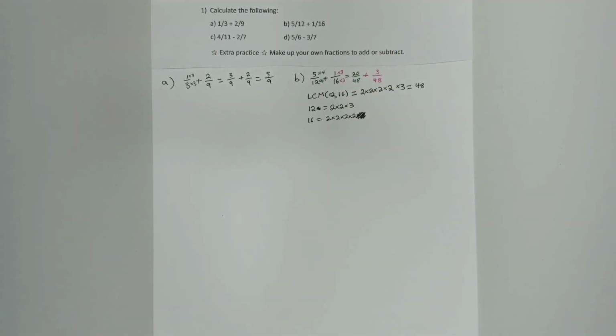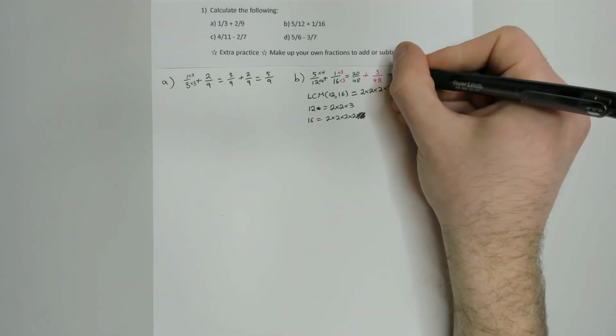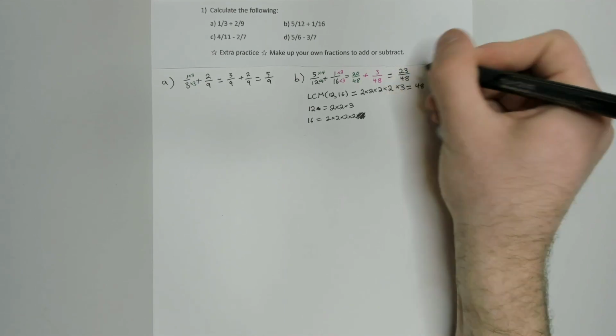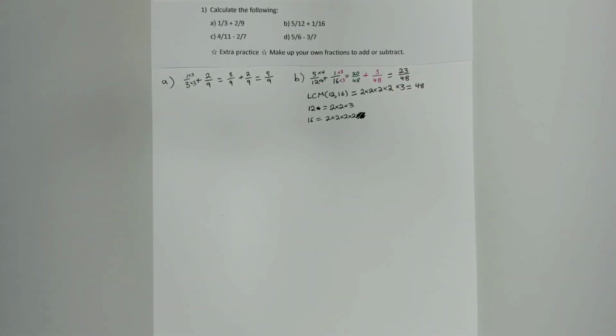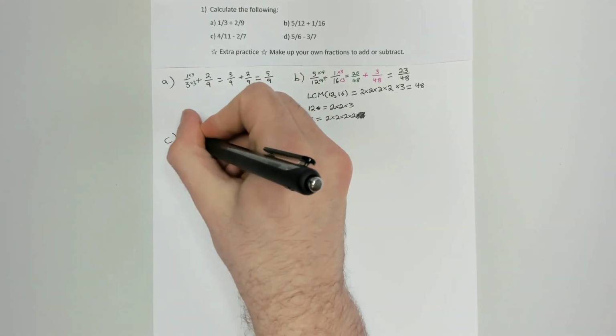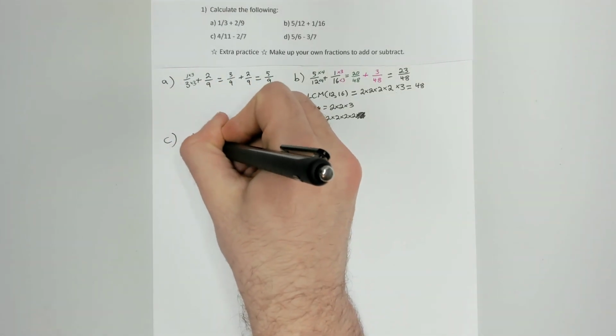So now we have the same denominator, it's just a matter of adding these two. So 20 plus 3 is 23, so we get 23 out of 48. And that can't be simplified, so that is our answer for part B. Let's go on to C. So we have 4/11 minus 2 out of 7.